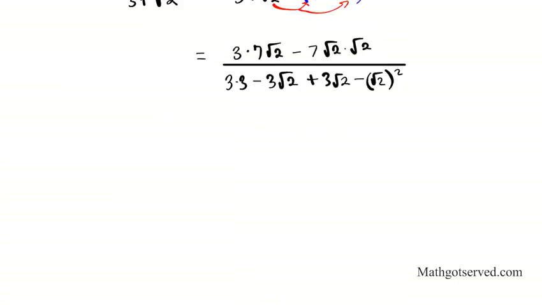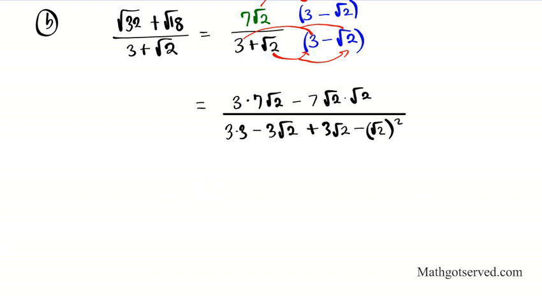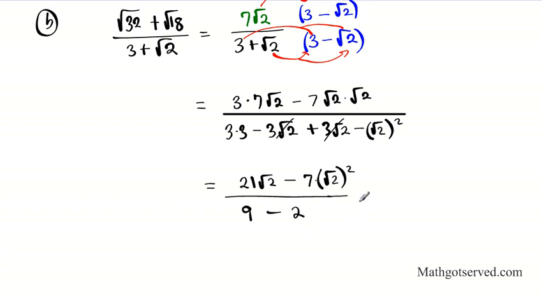Looking at the numerator, what we'll have is 21 root 2 minus 7 times root 2 times root 2, which is root 2 squared, again, divided by, and in the denominator 3 times 3 is 9. These two surds are opposites, so they add out to 0. Minus root 2 squared is just 2. Okay? Alright, let's keep on simplifying.